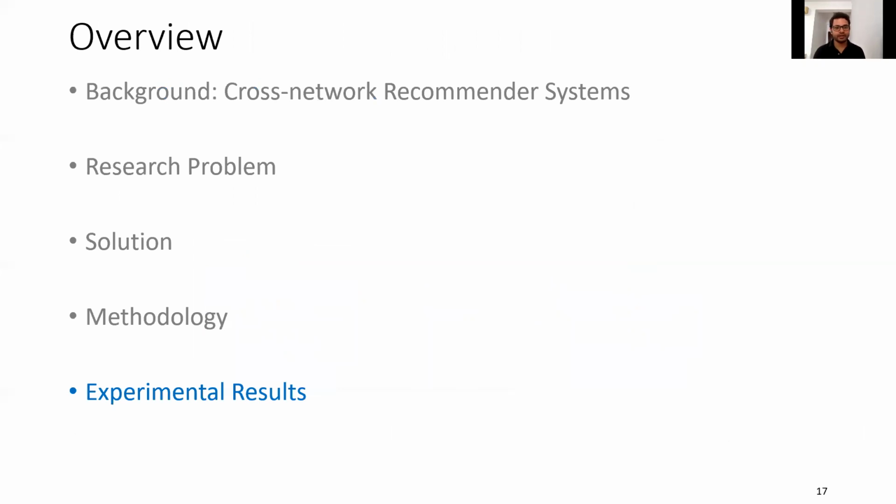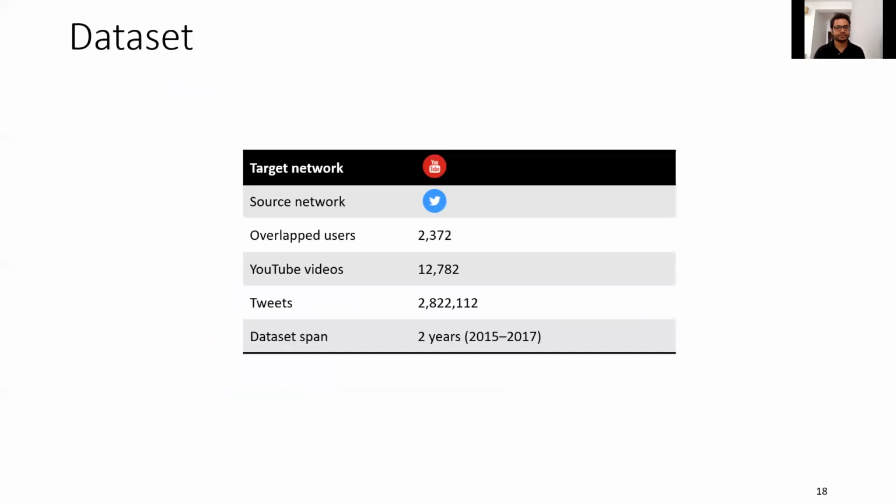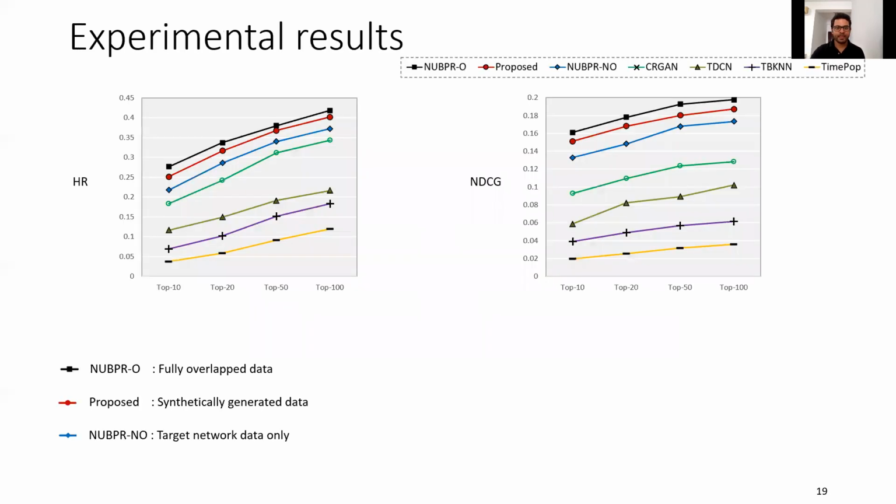So now let's look at some experimental results. To test our architecture, we created a YouTube recommendation system using Twitter as the source network. And these are the dataset stats. We have over 2,300 users, over 12,500 YouTube videos, and over 2.8 million tweets. And to check the recommendation accuracy, we use both hit ratio and NDCG metrics against multiple top 10 values.